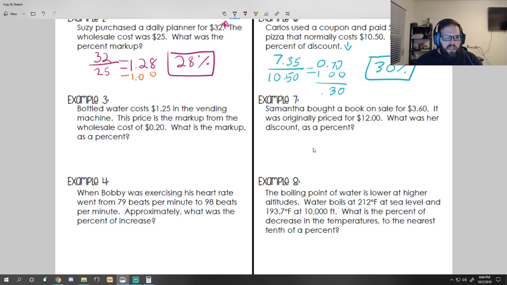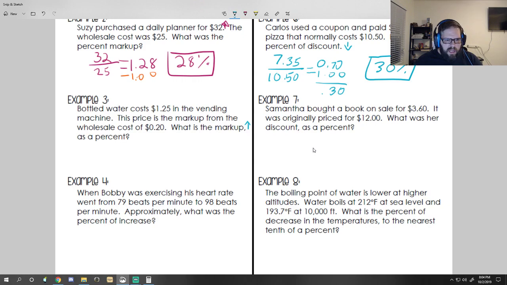So if we look at example 3 here, it says bottled water costs $1.25 in the vending machine. This price is a markup from a wholesale cost of 20 cents. This is a pretty accurate markup for bottled water. So what's the markup as a percent? We know it's a markup, so there's going to be an increase. I'm just making myself a note.